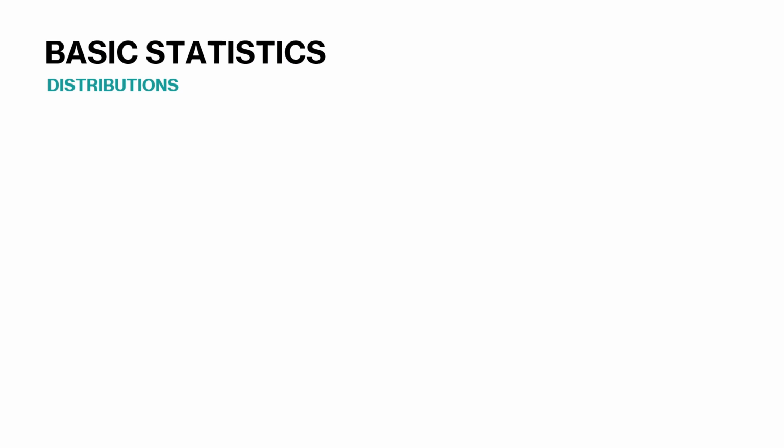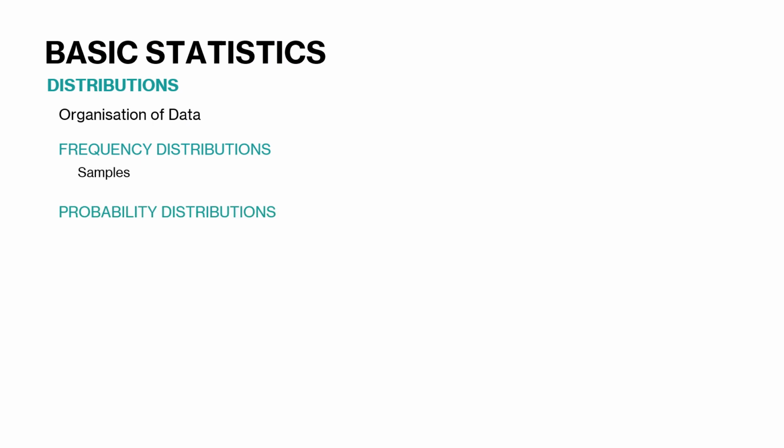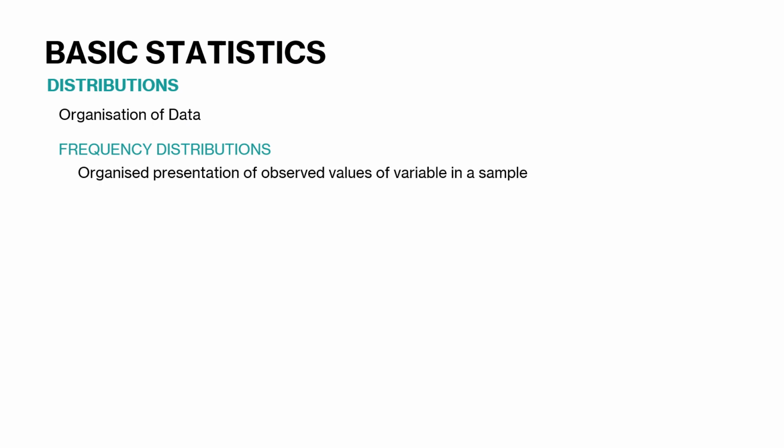Distribution refers to the organization of data. Frequency distributions relate to samples, and probability distributions are associated with populations. The frequency distribution is an organized presentation of the observed values of a variable in a sample.